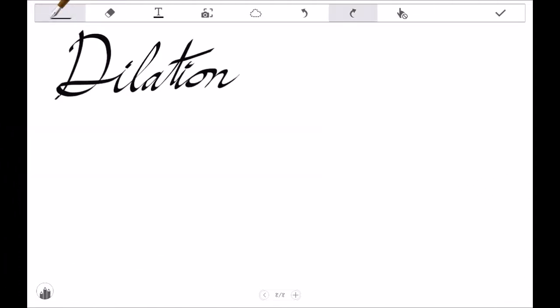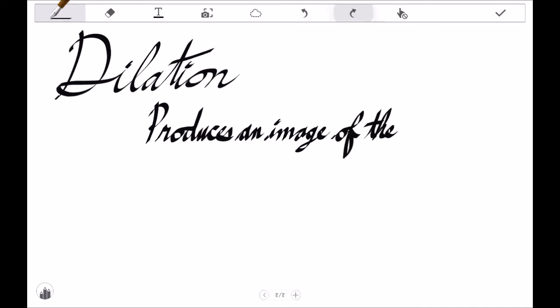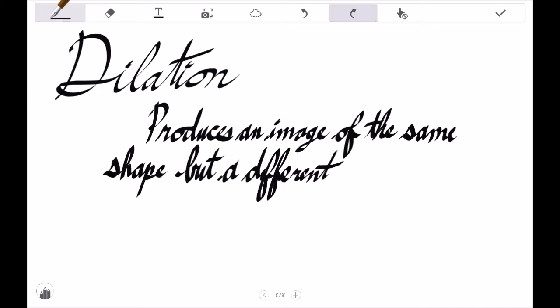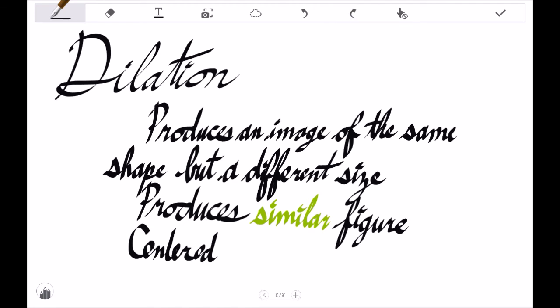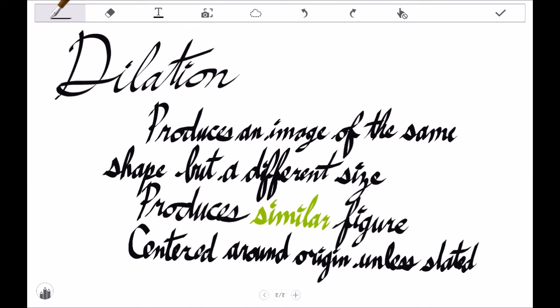3. Dilation. Dilation is a transformation that produces an image that is the same shape as the original but not the same size. A dilation will produce an image that is similar to the original figure. Dilations are always centered around the origin unless otherwise stated.